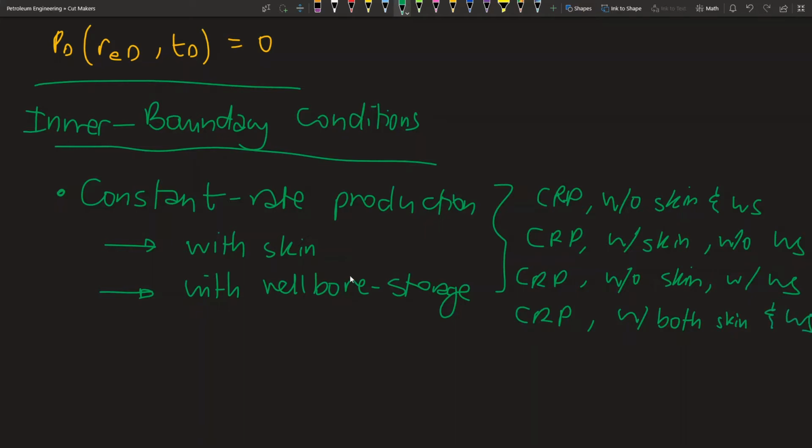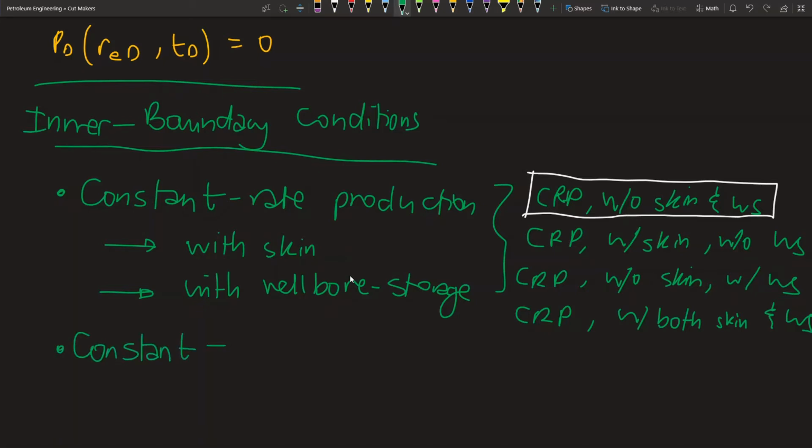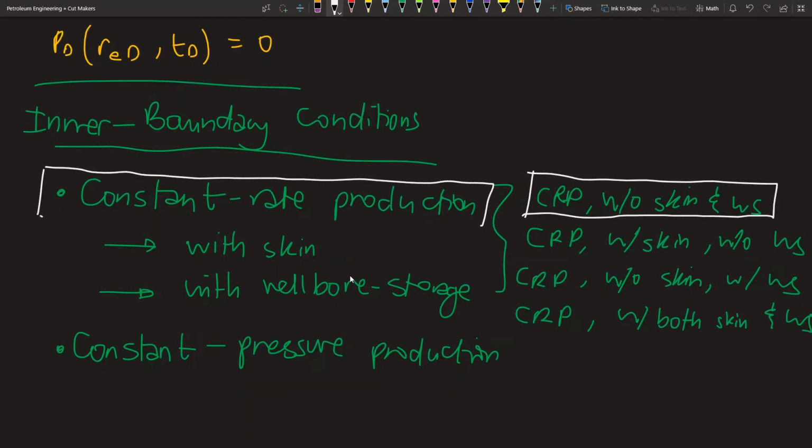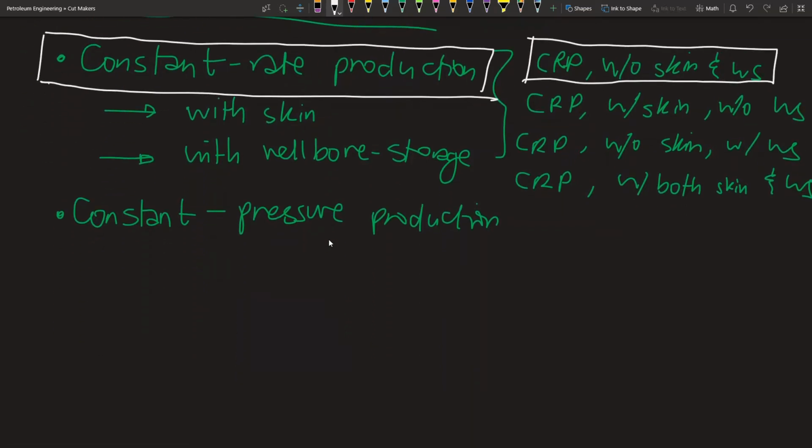Okay, so for this case, we'll just consider the first part. Alright, we also have another possibility, which is constant pressure production. But as I've mentioned in the previous videos where I've derived the dimensionless diffusivity equation, we are only looking at this case for now, constant rate production, because for constant pressure production we actually have a different definition for the dimensionless pressure. Okay, so we'll be looking at the constant rate production condition.